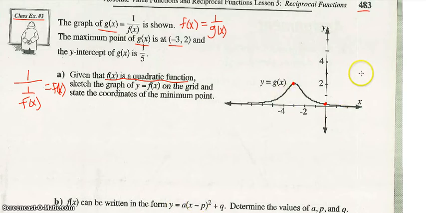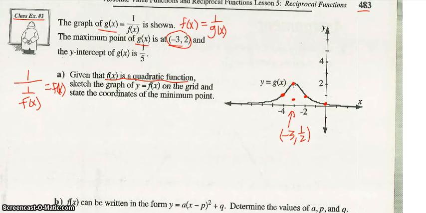Now, this is the reciprocal function. This point, (-3, 2), what does that become? Well, f of x is the reciprocal of g of x. So if you just take the reciprocal, you will get the original point, which is at (-3, 1/2). How many invariant points are there? Same thing, 1 and -1 will be the invariant points. So it will be here, and it will be there.